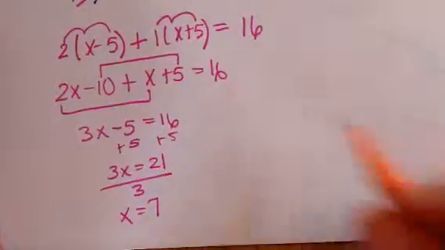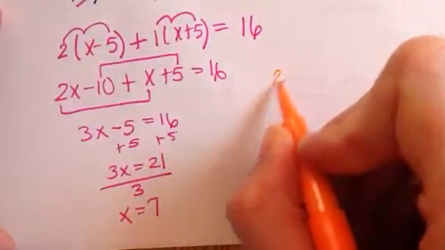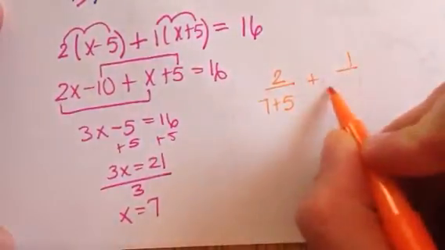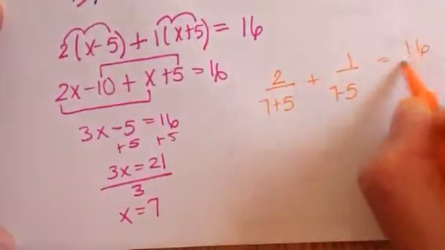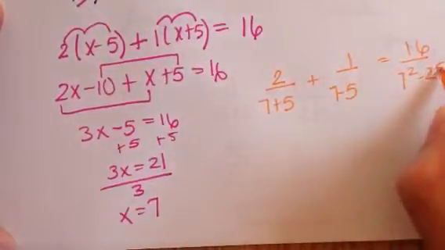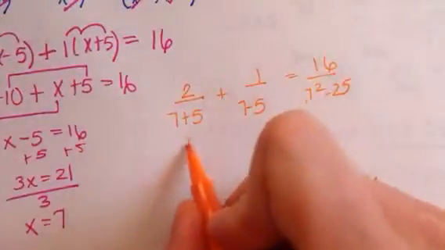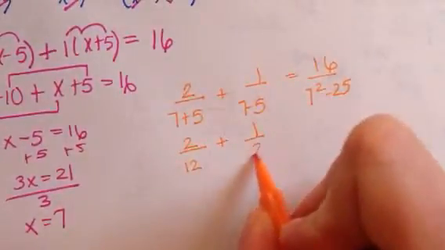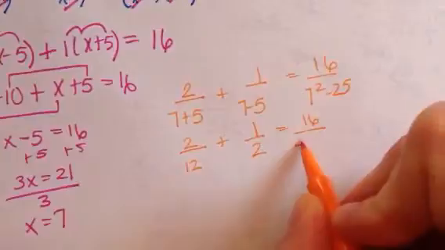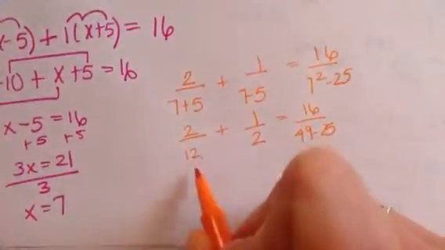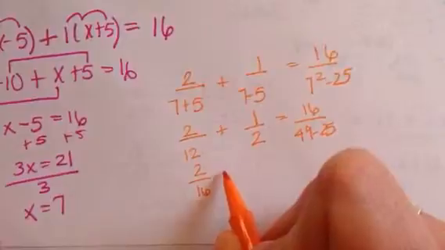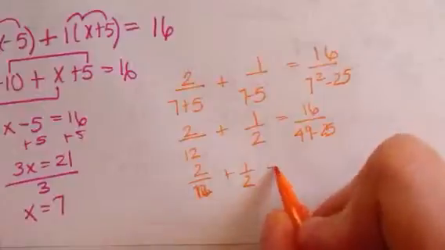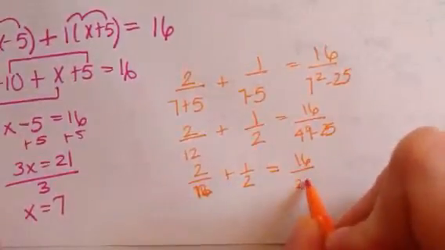So if we check this in the original, we'll have 2 over 7 plus 5 plus 1 over 7 minus 5 equaling 16 over 7 squared minus 25. So 2 over 12 plus 1 over 2 equals 16 over 49 minus 25. So 2 over 12, plus 1 over 12 would equal 16 over 24.